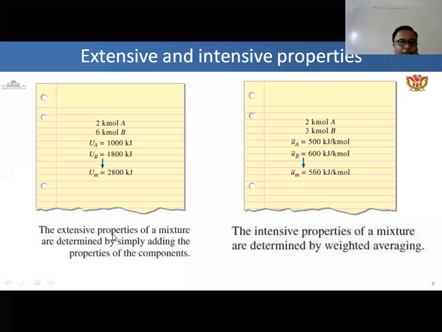But in the first case, this represents the extensive property, because an extensive property is the summation of all the values, adding the properties of the components. In the case of the intensive property, we calculate the average value by the weighted averaging method.